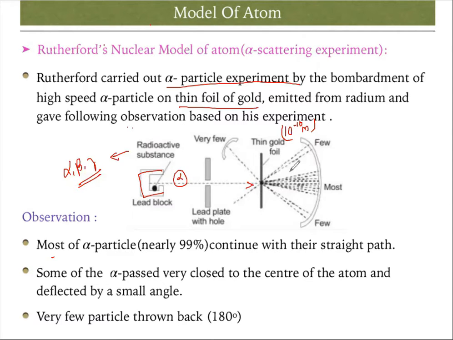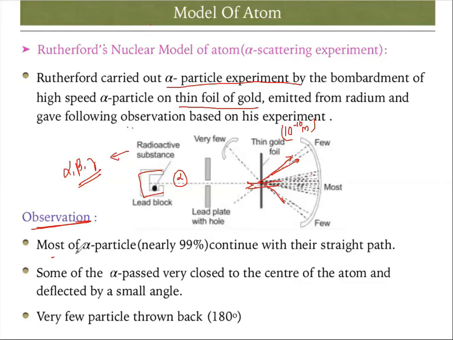So what happens after the experiment, few rays deviate from this axis, and the maximum penetrate through this gold foil. You see, these are the maximum. Most of these alpha rays penetrate through the gold foil, and there are very few rays which go back with an angle of 180 degrees, a reverse back. Okay, so you understand the meaning of the observation.